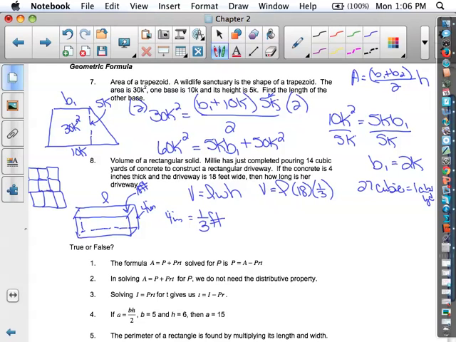So that should give me, let's see, 27 times 14, 378. So my volume is 378 cubic feet, which is equal to the length times 18 times 1/3, which is actually 6. So 378 divided by 6 gives me the length of my driveway is 63 feet.